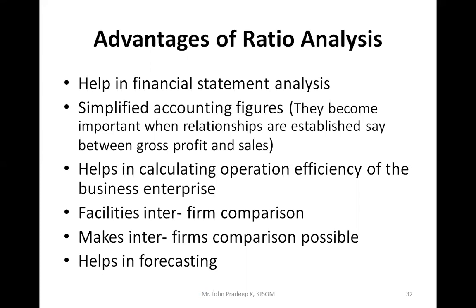The gross profit also increases. Yes, in normal conditions, the gross profit will also increase. If sales decrease, gross profit also will decrease. So I can find out that there is a relationship between sales and gross profit. Whenever I calculate this ratio, it gives me a meaningful value for me to take decisions, or else the ratio will be useless. That is why it is called simplified accounting figures. You can calculate the ratios.